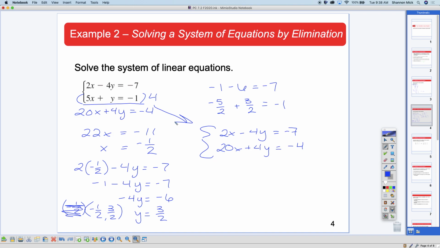Okay? You guys done with the slide? Then I can get a question. Yes. Where are negative 1 and negative 6? I'm plugging these into the original to check. And so negative a half of 2 is negative 1. And 3 halves of 4, 2 goes into 4 twice, 2 times 3 is 6. So it'd be negative 6.